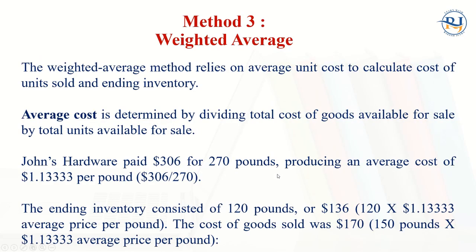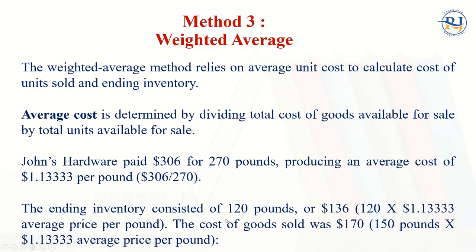The third one is the weighted average method. The weighted average method relies on the average unit cost to calculate the cost of units sold and ending inventory. So what is the average cost? It is determined by dividing the total cost of goods available for sale by the number of units available for sale. Very simple. So in this case, we have the 306. This is the price of all the units that we have purchased during the year, and we are going to divide by 270 pounds here, right? So that will come to the average cost per pound. So that will be 1.13333.